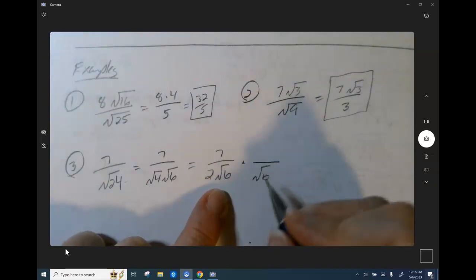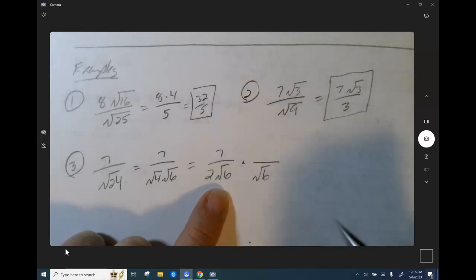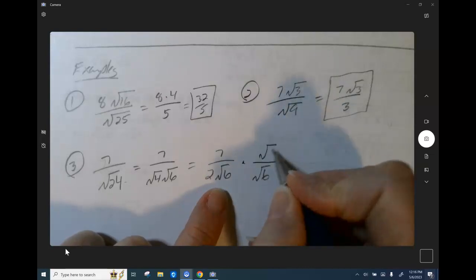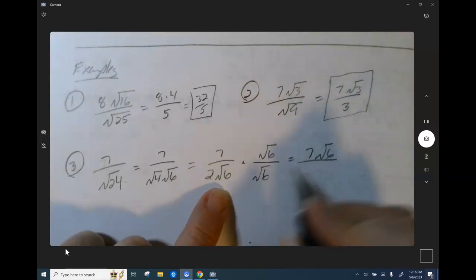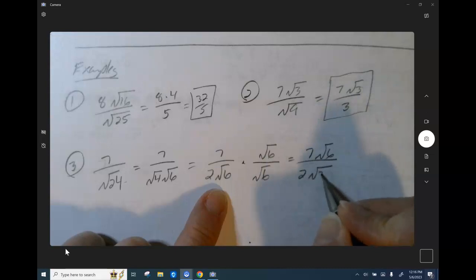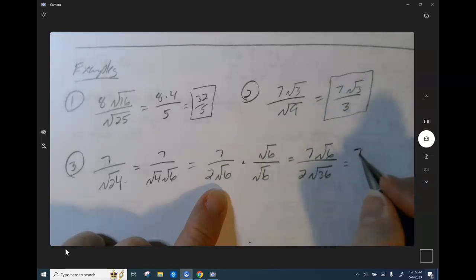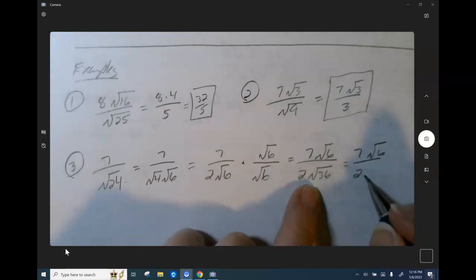That 2 is fine. It can stay down there. It's not under a radical. But whatever I do to the bottom, I have to do to the top. So I get 7 square root 6 over 2 times square root of 36. So that's 7 square root 6 over 2, what's the square root of 36? 6.